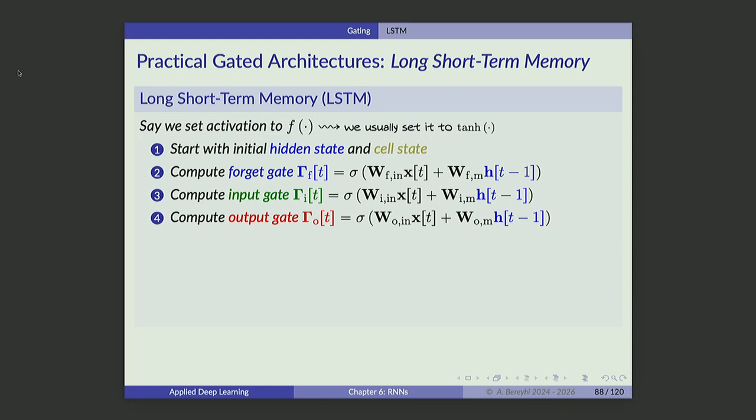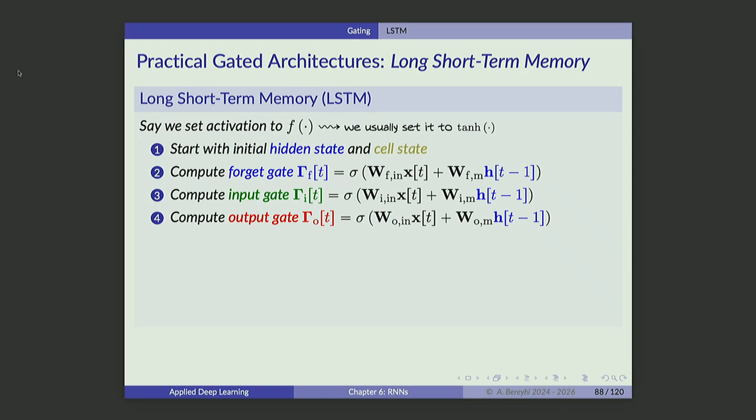So LSTM has more gates. It has 3 gates: forget, input, and output gate. It has one other difference. It has 2 different hidden states. One of the hidden states is only used to update your state. The other one is the one which is passed to the next layer. The one which is passed to the next layer is what we call the hidden state, and the one which is used only to update, we call the cell state. It's just for that cell. It's not used for the computation of the output or the next layer.